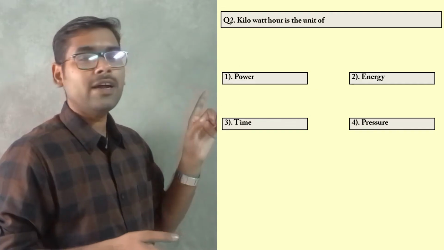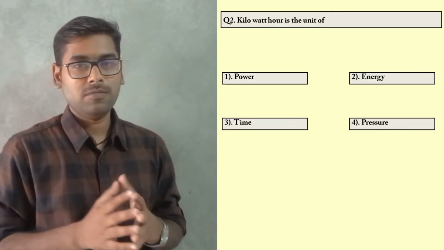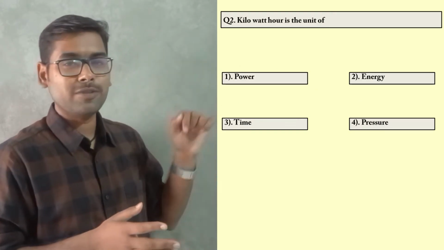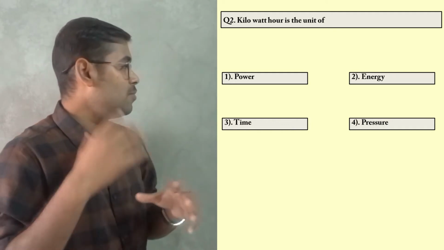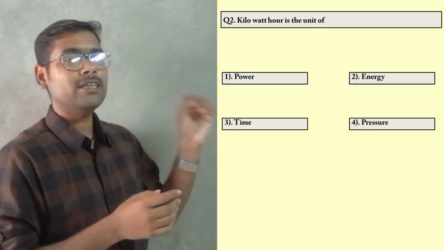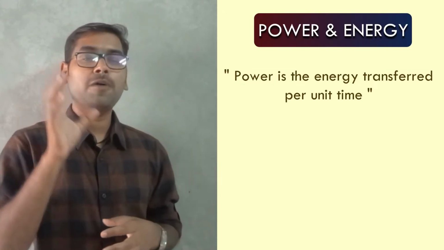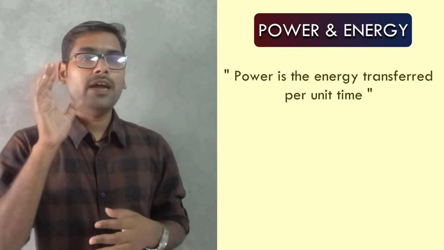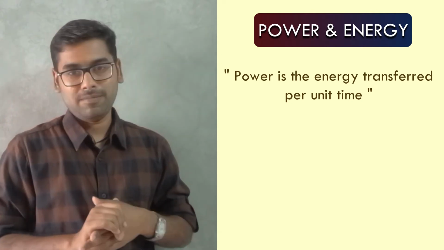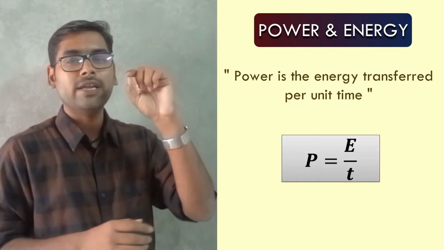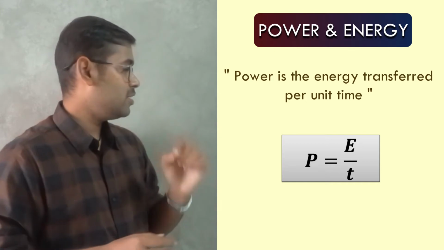So, option number 1 and option number 3 are ruled out, because option number 1 is power and option number 3 is time. Then coming to option number 2, we have energy. Energy and power are interrelated. Guys, power in physics is defined as energy transferred per unit time. So, power P is equal to energy E divided by time T.